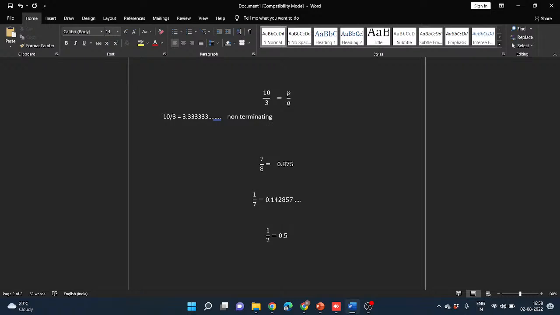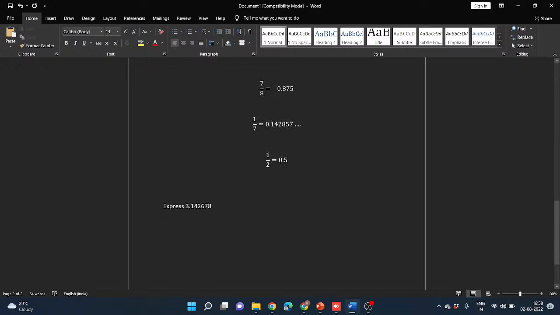Let's take an example. We need to show that 3.142678 is a rational number. Or we can say that we need to express the number 3.142678 in the form of p by q, where p and q are integers and q is not equal to 0, which is the form of a rational number.